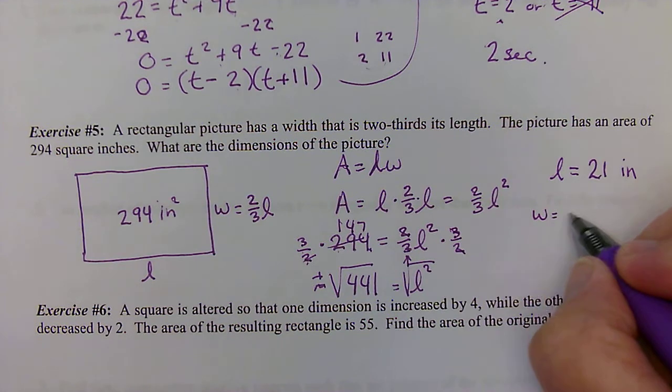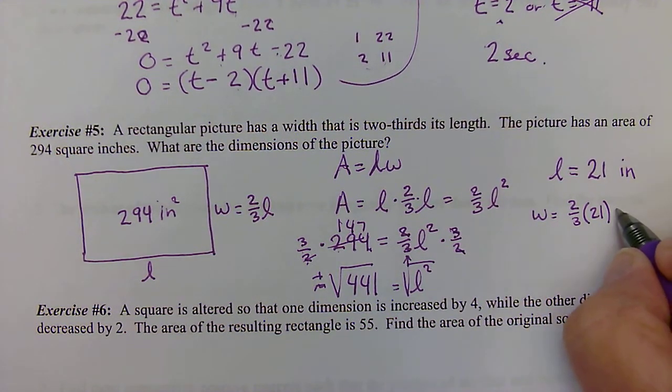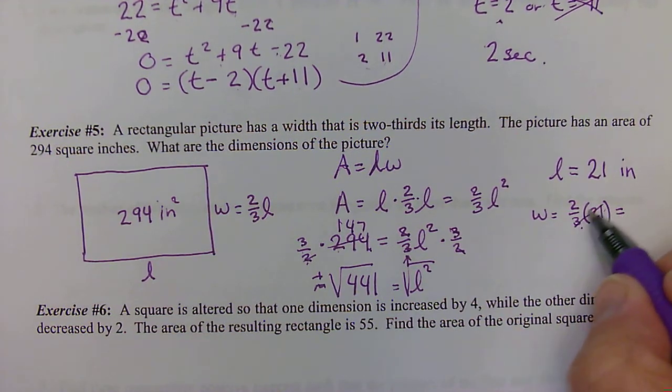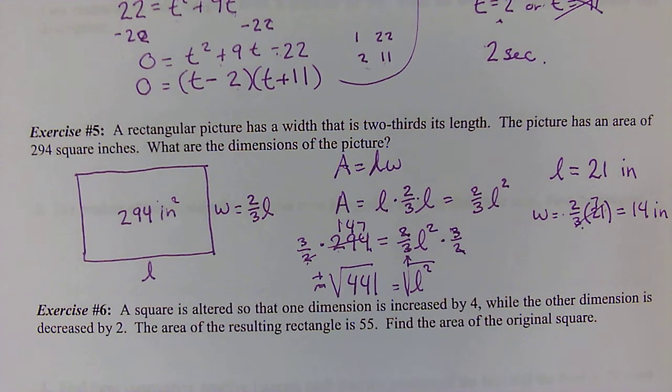The width is 2/3 times the length. 3 goes into 21 7 times, 2 times 7 is 14 inches. So the picture is 14 inches wide by 21 inches long.